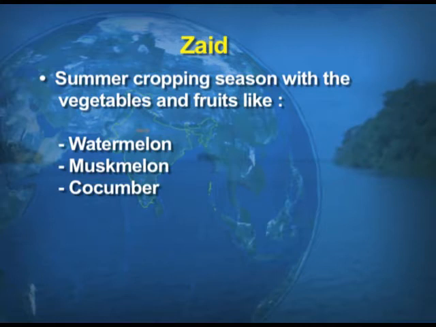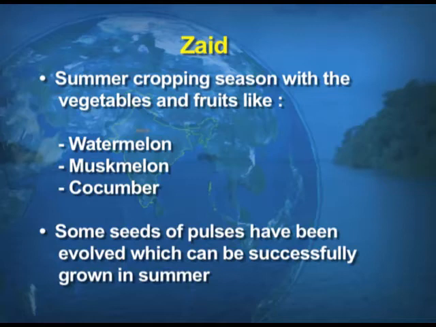Now, the third season is known as Zaid. This is basically the season which falls between the Kharif and Rabi. That means when we have harvested the Kharif crops and haven't yet started the sowing of the Rabi crops, the season which falls between the two is known as the Zaid season. Some seeds of pulses have been evolved which can be successfully grown in the summer season. Besides the early ripening varieties of pulses, we grow a few other crops like watermelon, muskmelon, cucumber, etc. These are the crops which we grow between the two seasons, the Kharif and the Rabi.